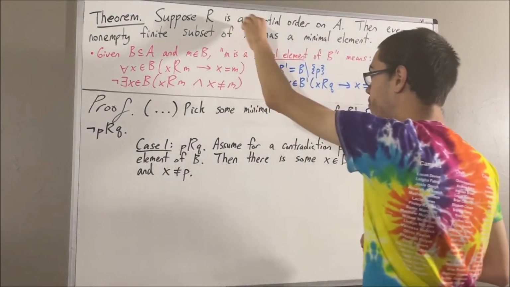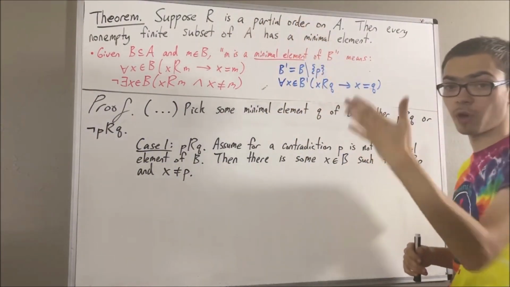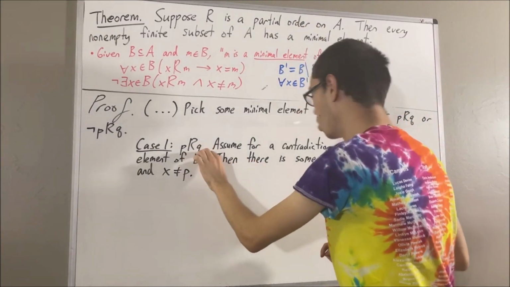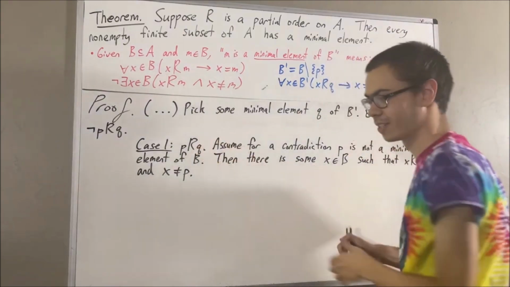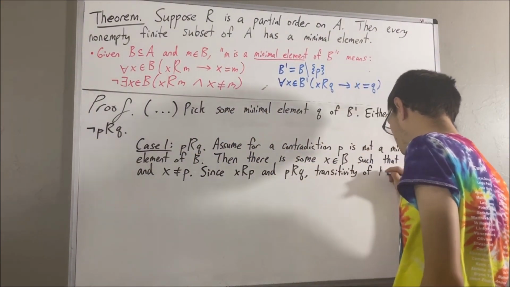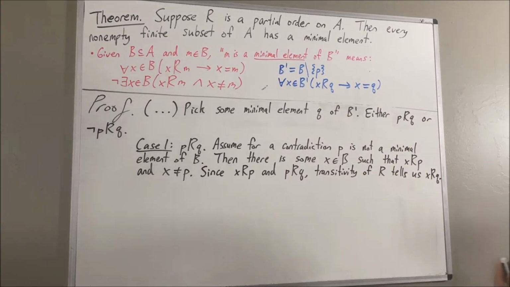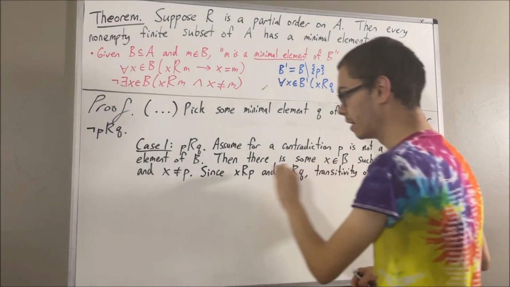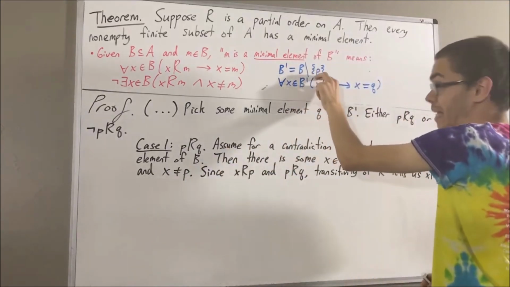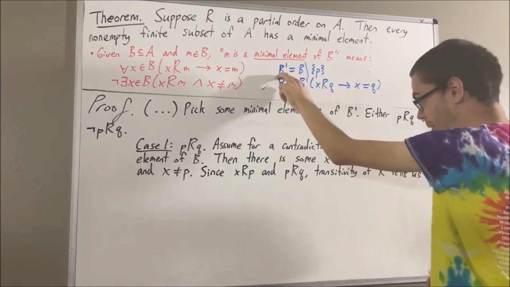Now, since R is a partial order, we know that R is transitive. So, since xRP and PRQ, we have xRQ. Also, since x is an element of B, but not equal to P, this tells us that x is an element of B set minus P. So, x is an element of B prime.